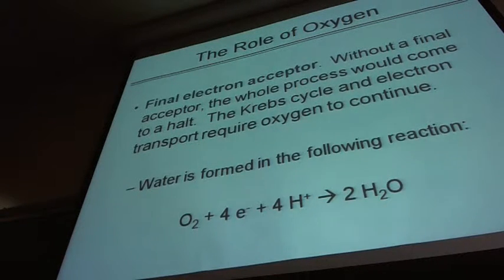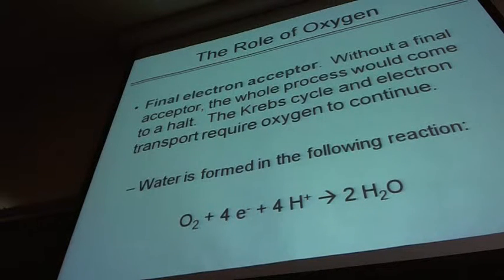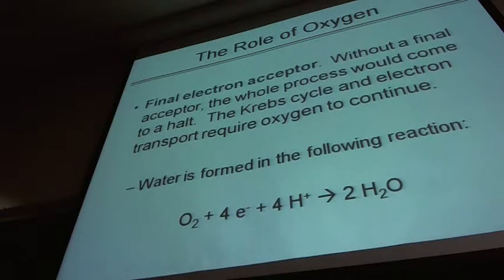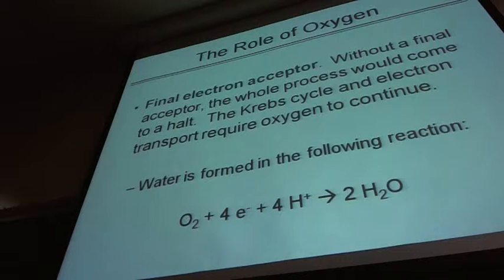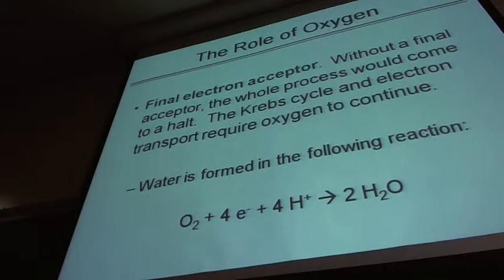I mean, if you could find a way to have this go on, to have another electron acceptor in there besides oxygen, then you wouldn't have to breathe. At this point, obviously, we're not there.